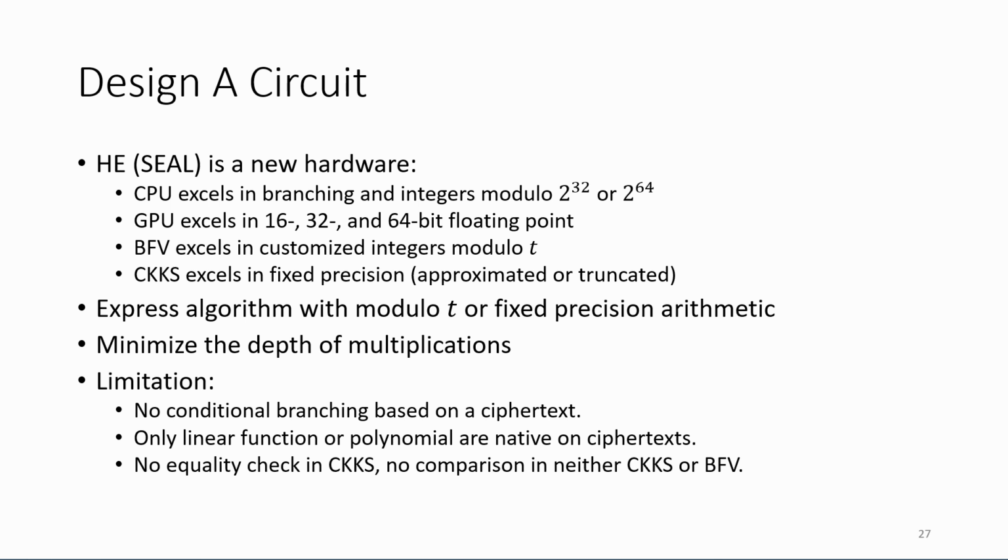You just write your algorithm in a different way, and then you express the algorithm with these. You get the minimal depth. Based on the depth, you can choose your parameters. And there are some limitations here. Of course, you cannot do conditional branching based on the ciphertext because you don't know the ciphertext. You don't know the secret. But there's another way to achieve something similar, which is a practice question. You can solve it later. Also, nonlinear functions, which are not polynomials, require some approximation, which will be explained in the last talk today by Hao.